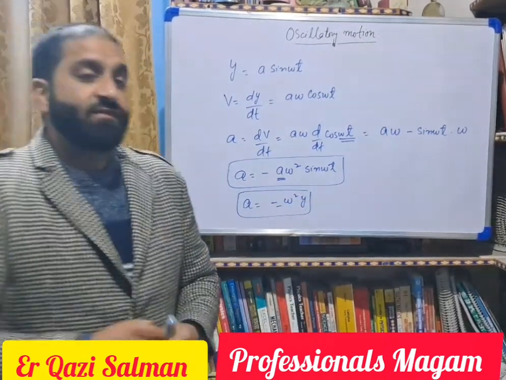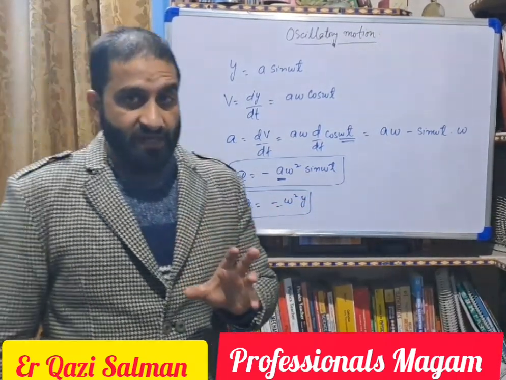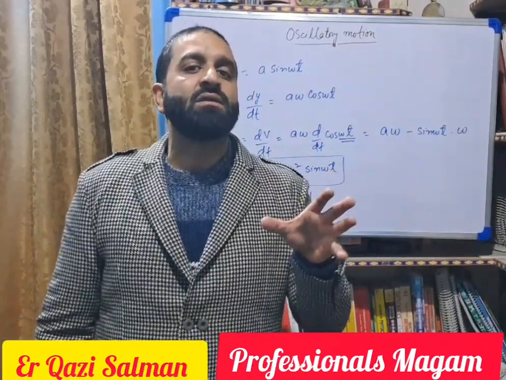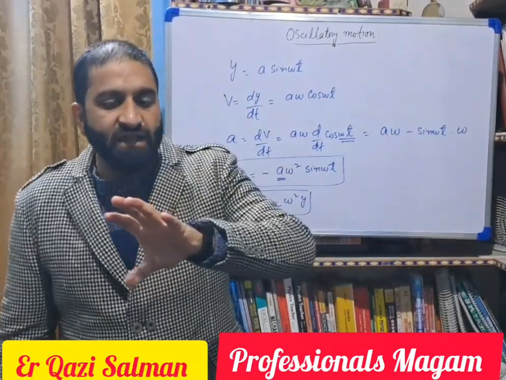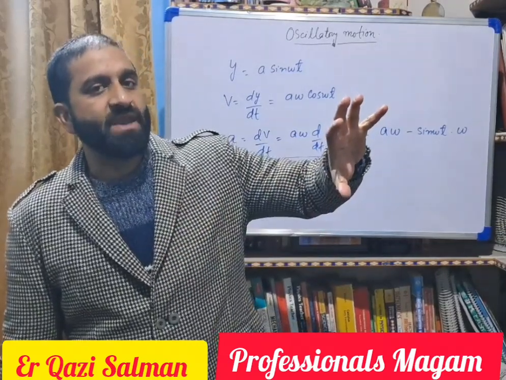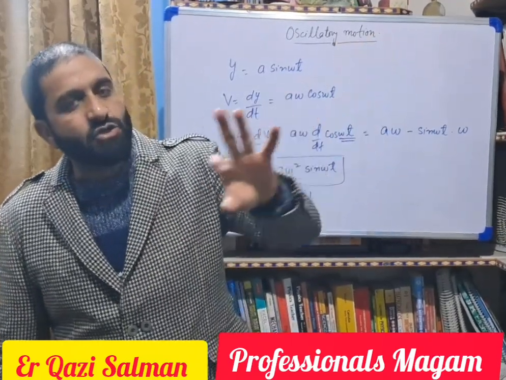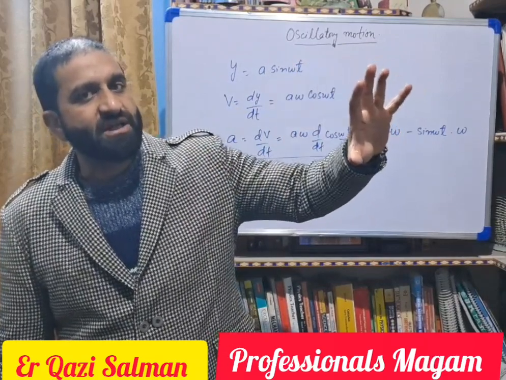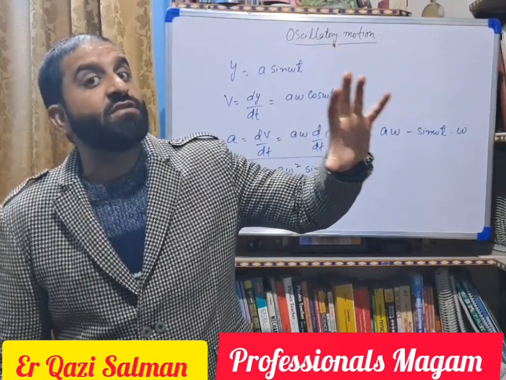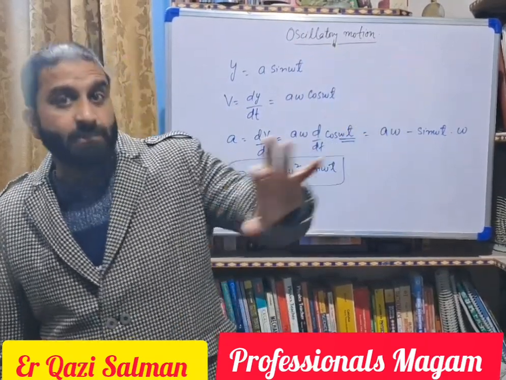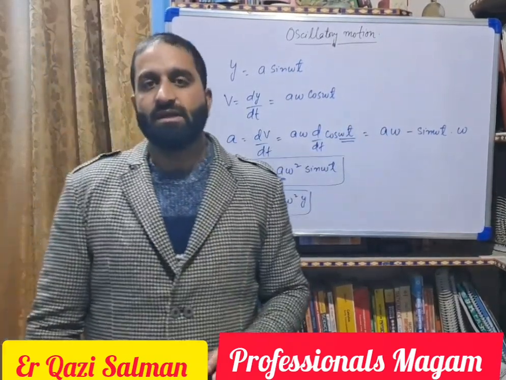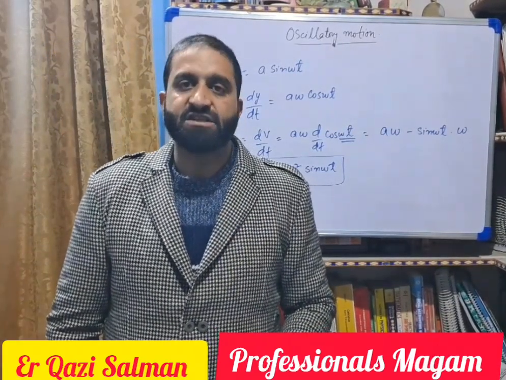The physical significance of this negative sign is that, as already discussed, acceleration is always towards the mean position. That means when it is leaving from the mean position, then acceleration is always directed towards the mean position. That is why at extreme position, the value of the acceleration will be maximum towards the mean position. That is why from the extreme position, it is coming towards the mean position. That is its physical significance.